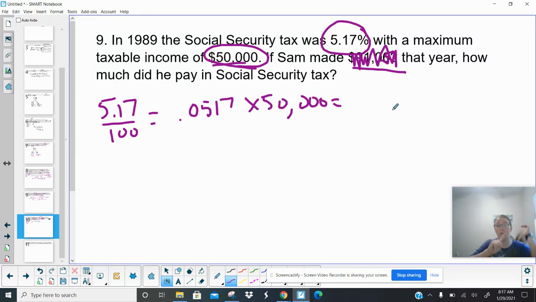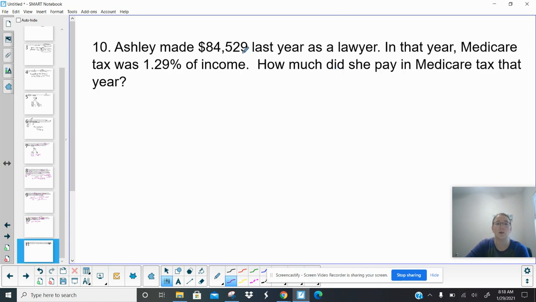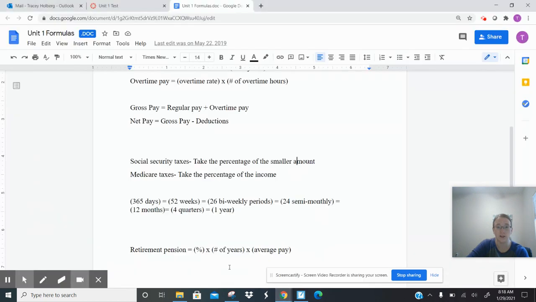So I want you to go back to your test, look at the 2 dollar amounts given to you. Whichever one is the smaller number, that's what we take the percentage of. Go ahead and try that on your test. Okay, the last one, guys. This one was just a straight percentage problem. For Medicare, which is also on our formula sheet, Medicare does not have a maximum. It is just a percentage of the income. You're done.